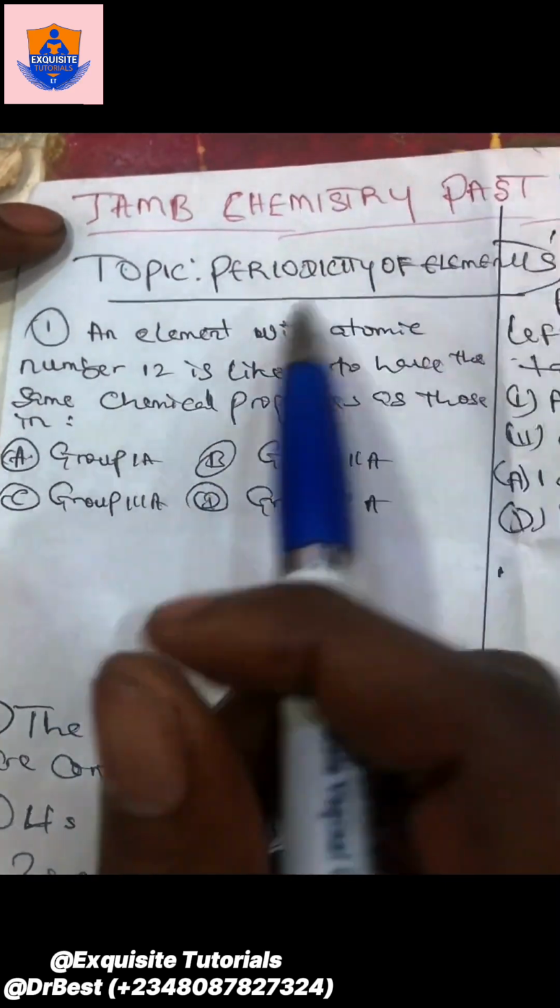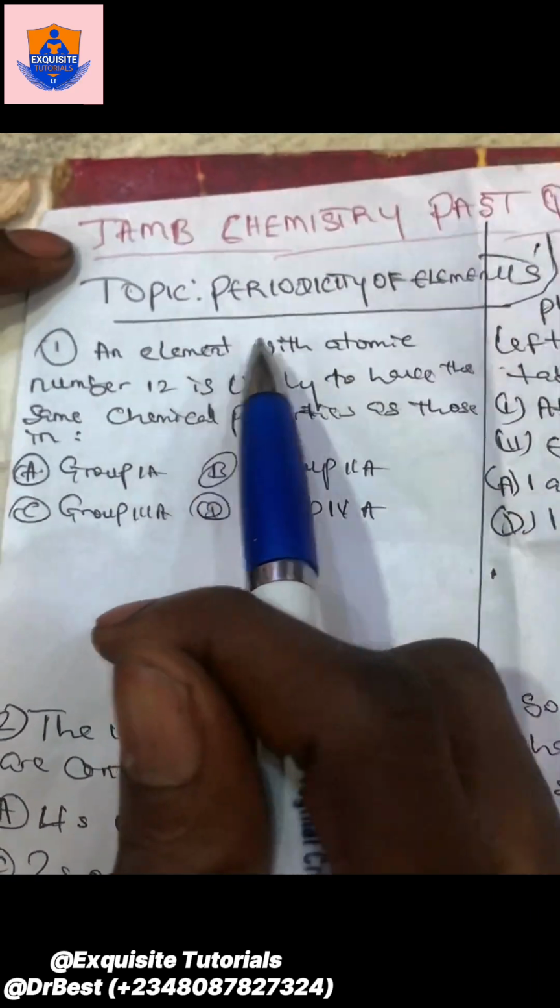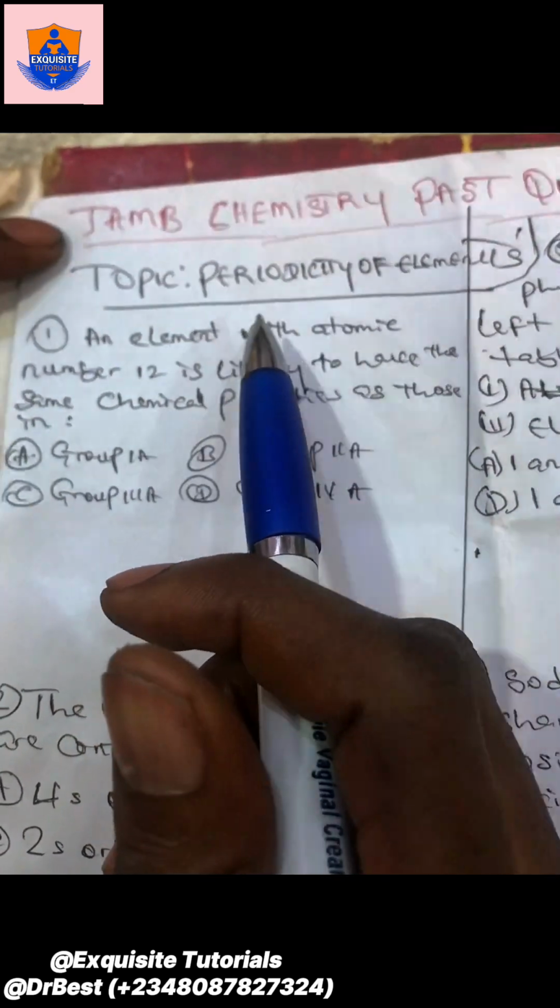This is a JAMB Chemistry Past Question Review, and we're going to be looking at a topic, the periodicity of elements.